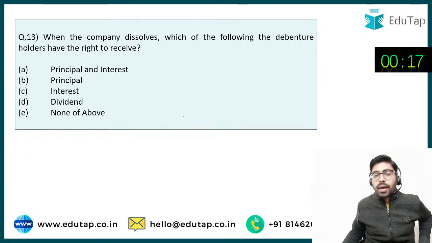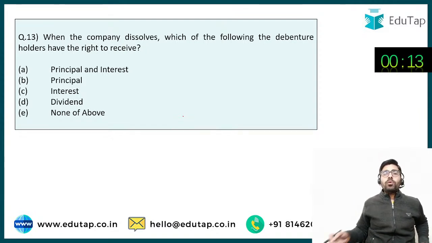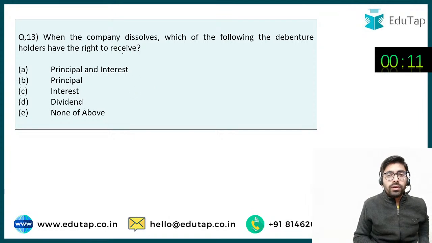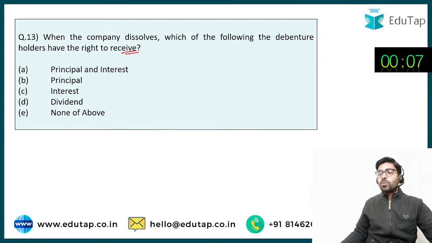Okay, now let's come to the next question. When the company dissolves, which of the following do debenture holders have the right to receive? Basically, when the company is closing down, what are the debenture holders going to get? This is what is being asked.